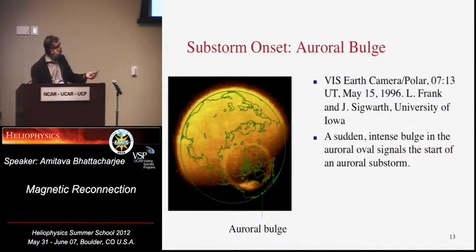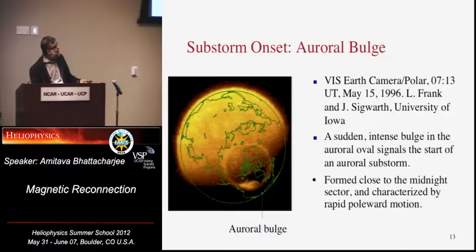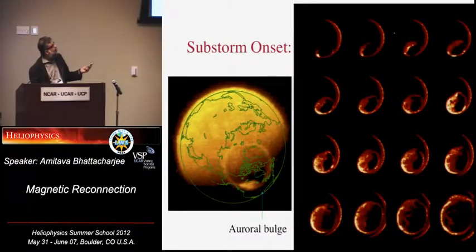A sudden intense bulge in the auroral ovals is the start of an auroral substorm, and it forms close to the midnight sector and moves rapidly poleward. And you will see this movement occurring in these pictures. You see that? This broadening, this is the classic substorm picture, a sudden brightening.